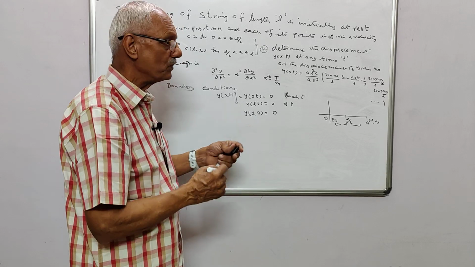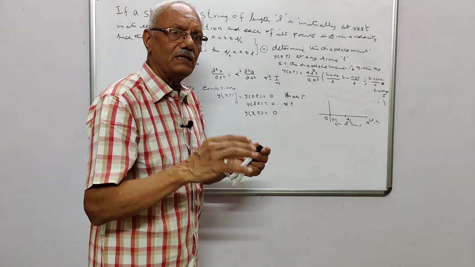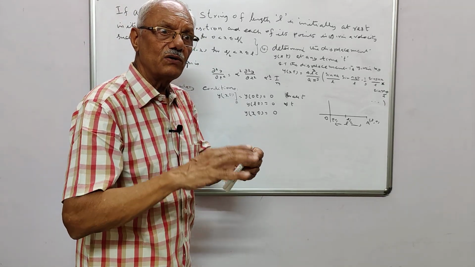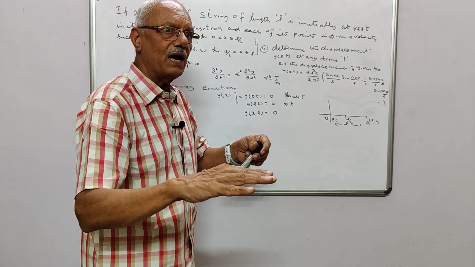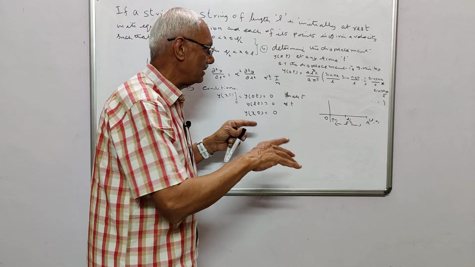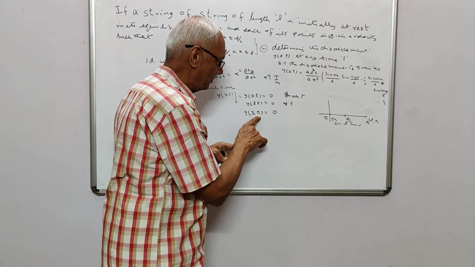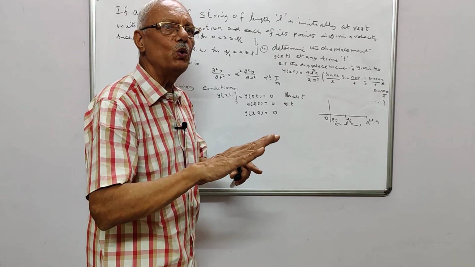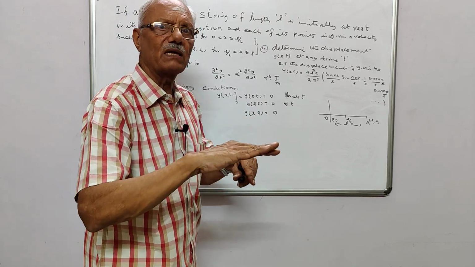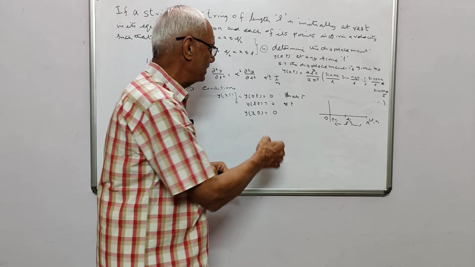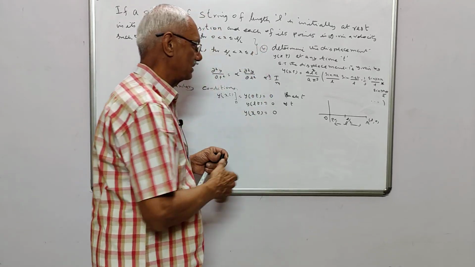You know what is the meaning of this? The string lies flat, horizontally placed, and at time t equal to 0 there is no change in the shape of the string. It lies flat on the ground, like. So that is y of x,0 equal to 0.